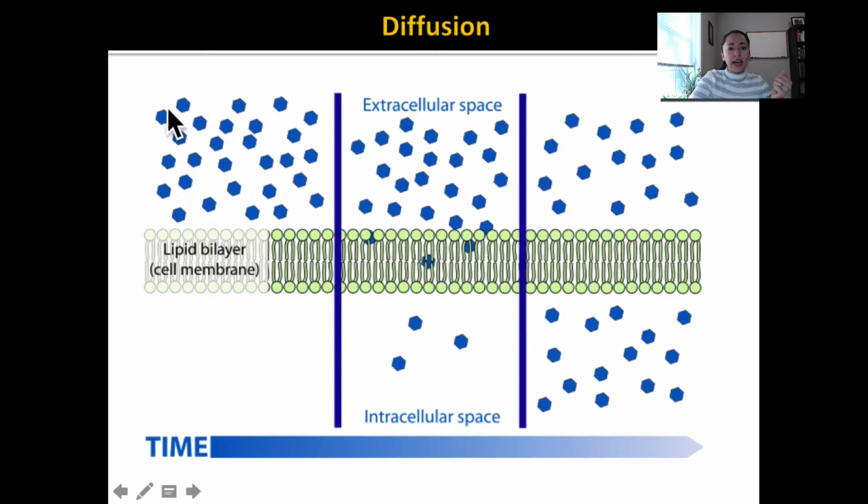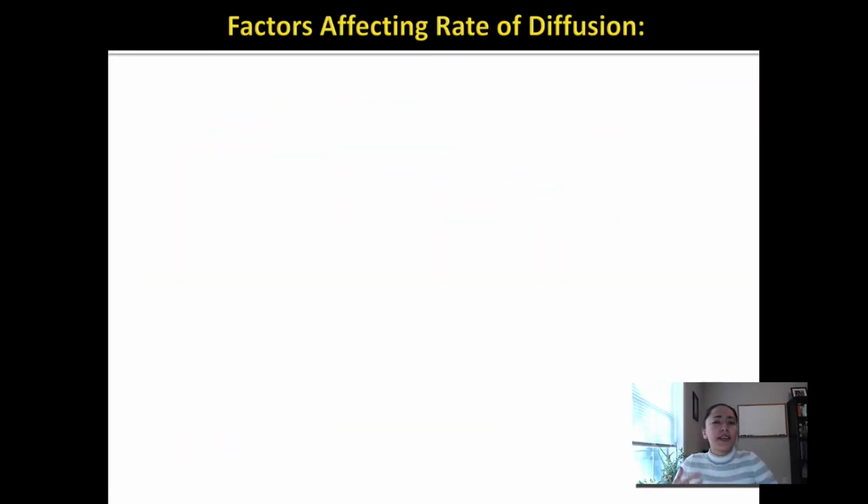Diffusion explains how particles can move from, let's say, one side of the cell. This is the extracellular space, the space outside the cell. This is the intracellular space down here. If there's a lot of a substance outside of the cell, it can simply diffuse down its concentration gradient into the cell. So what factors can affect the rate of diffusion, so impact how fast something moves from one place to another?